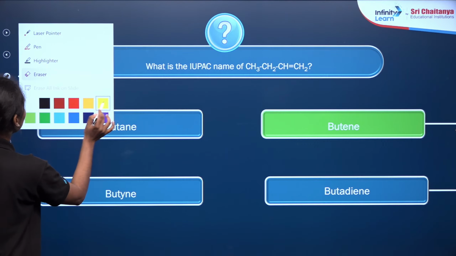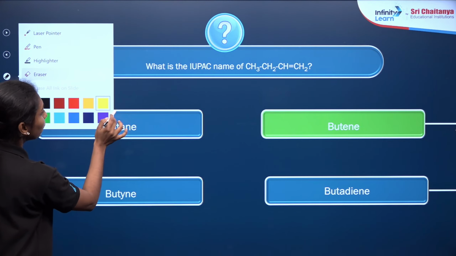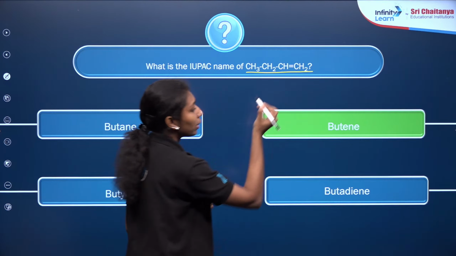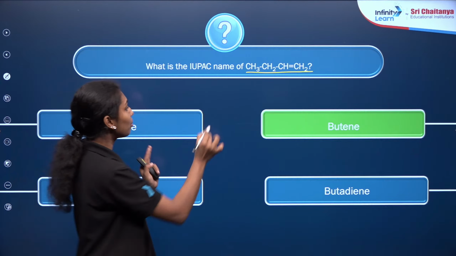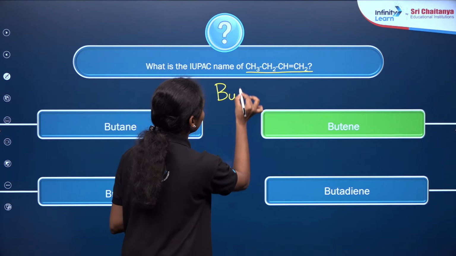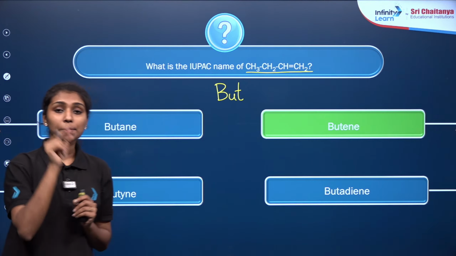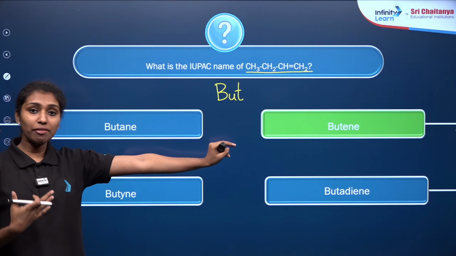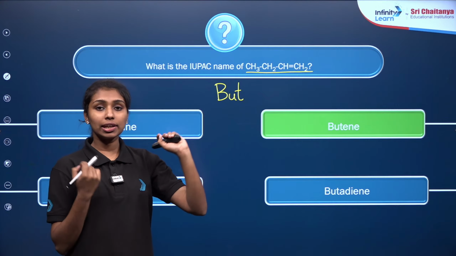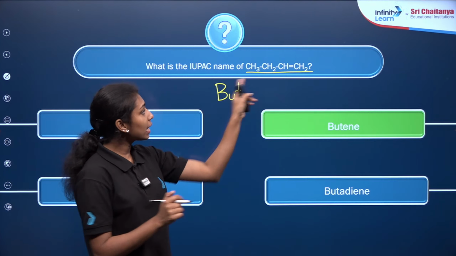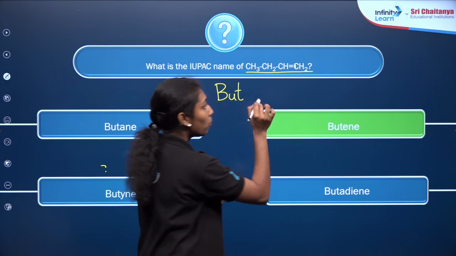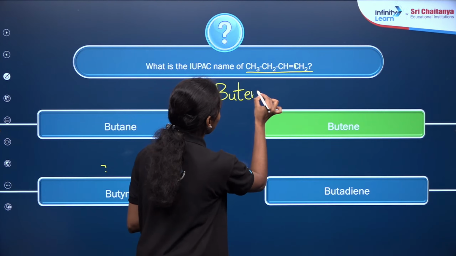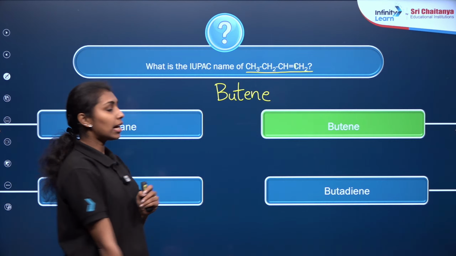Butene is the correct answer. So why not butane? This is a 4 carbon compound, right? 4 carbon compound means the root word will be but. Then, as I have already mentioned, depending upon the bonds we need to give the suffix. If you have only single bonds, the suffix will be ane. But here one double bond is present, so we need to give the suffix ene. Is that clear, Arush?